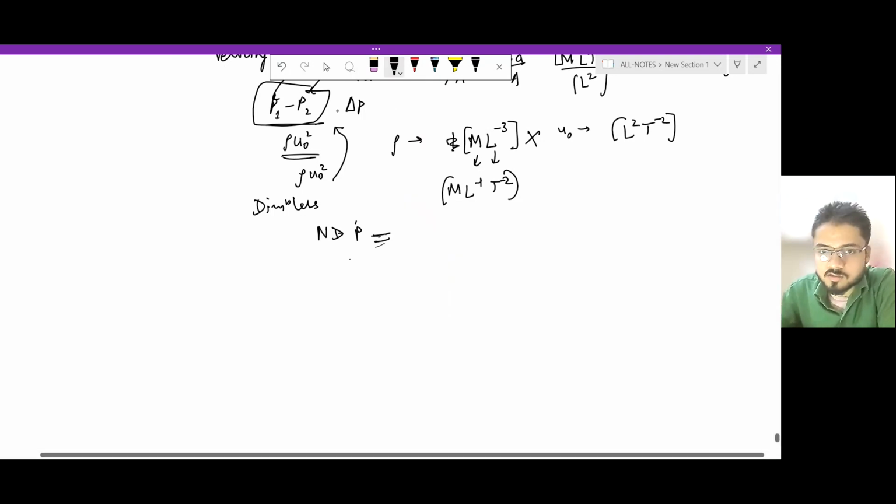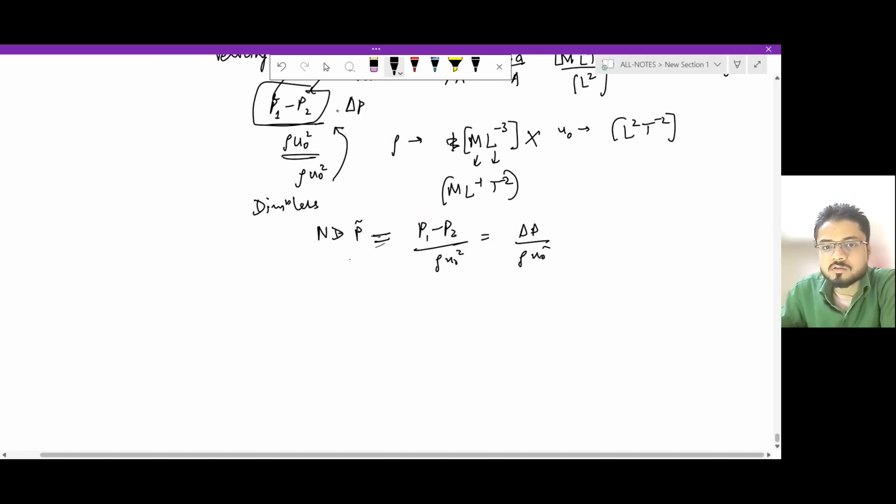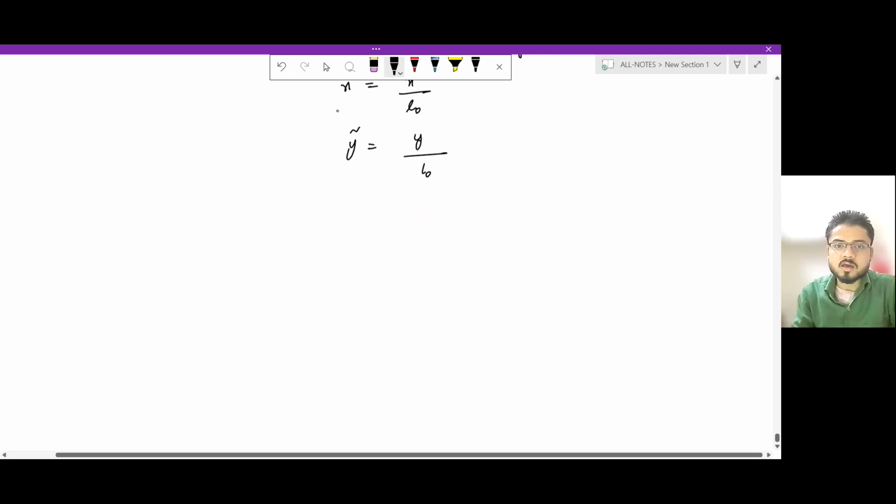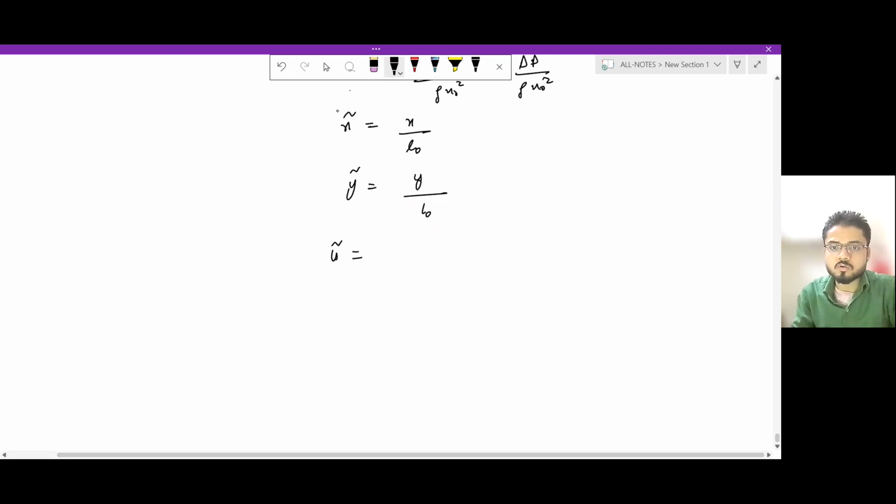Anyway, so let's assume that this is P tilde, and this is P1 minus P2 over rho u naught squared, which is equal to delta P over rho u naught squared. And you've got x tilde, which is the non-dimensional form of the x coordinate, as x over L naught, where L naught is the characteristic length, and y tilde, the non-dimensional form of the y coordinate, is y over L naught. So this is how you define all those things. And u tilde can also be defined as u over u naught, where u naught is the characteristic velocity. V tilde would be defined as v over u naught.